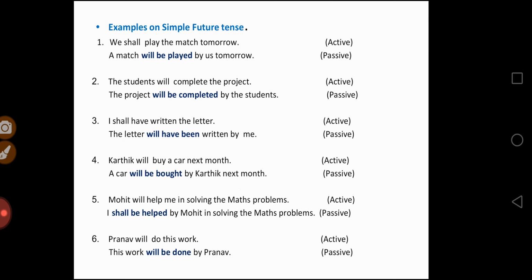Examples on simple future. We shall play the match tomorrow. A match will be played by us tomorrow. The students will complete the project. The project will be completed by the students. I shall have written the letter. The letter will have been written by me.